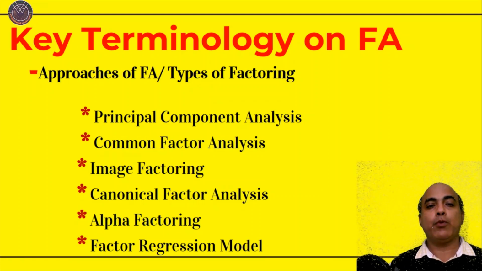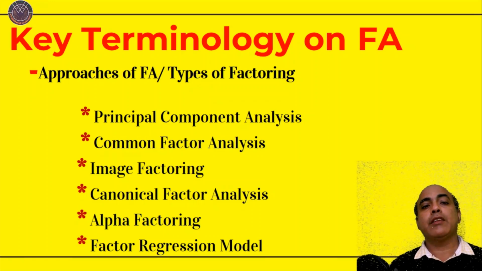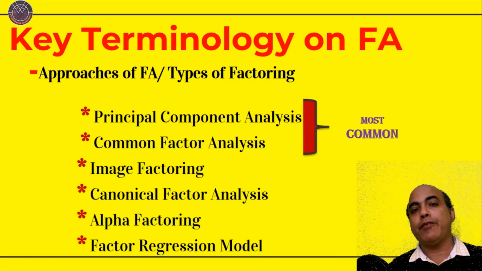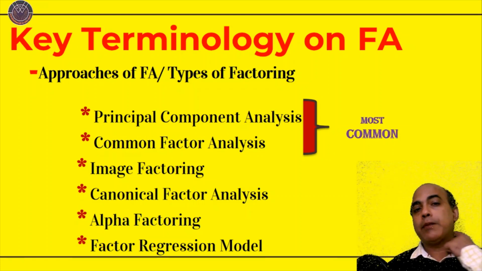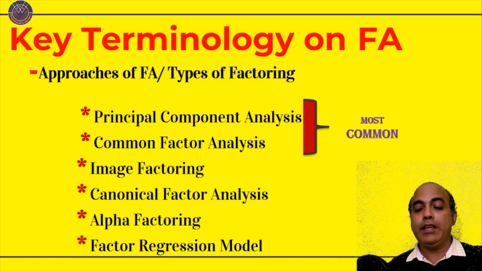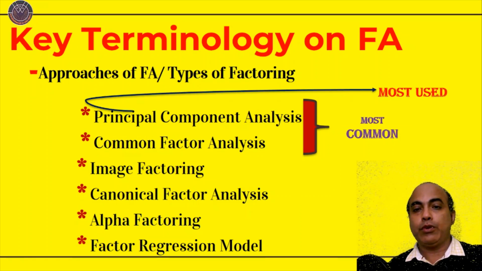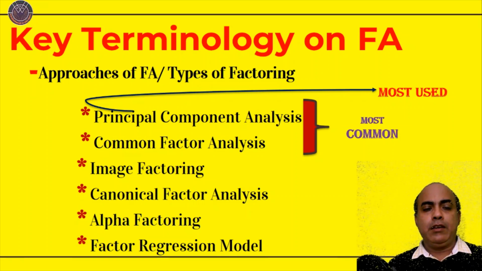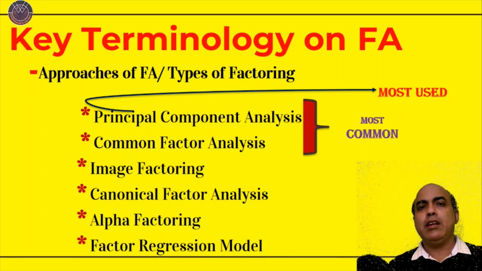So there are several approaches of factoring, like principal component analysis, common factor analysis, image factoring, canonical factor analysis, alpha factoring, factor regression model. There are several other methods also, but the most common are principal component analysis and common factor analysis. And principal component analysis is mostly used. Whenever we do factor analysis, PCA is mostly used. We will be discussing PCA and CFA in the later part. Let us understand the other approaches to factor analysis briefly.